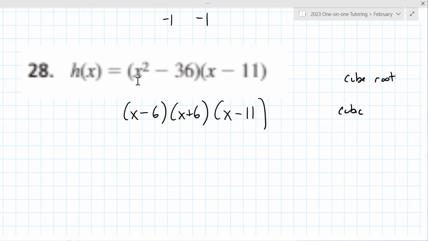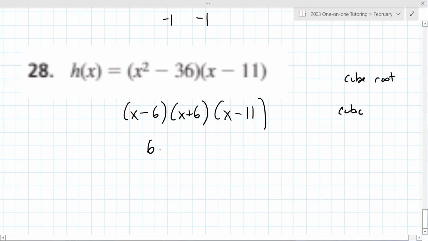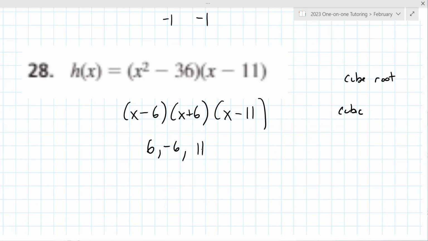So then it'd be 6, negative 6, and 11. Okay. So then next one I think is 31. 31 through 36 all. Now the reason it's all is because there are 6 graphs.